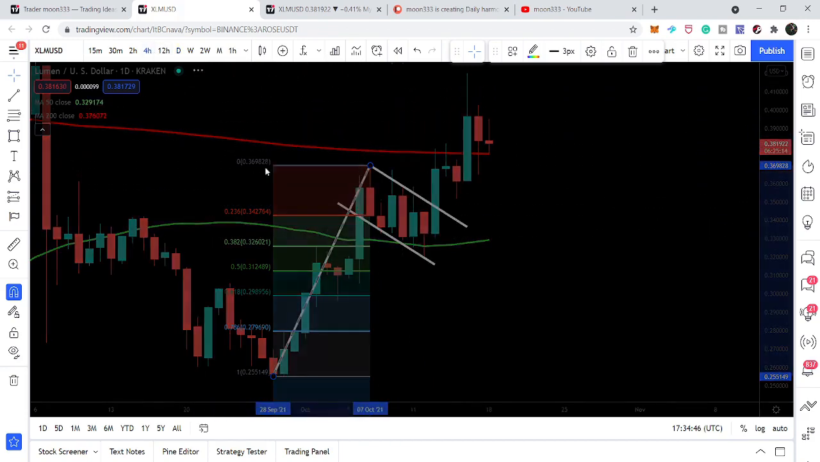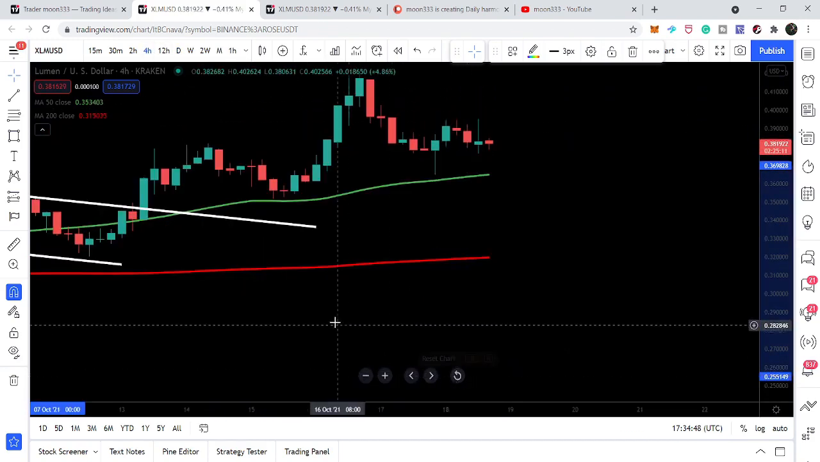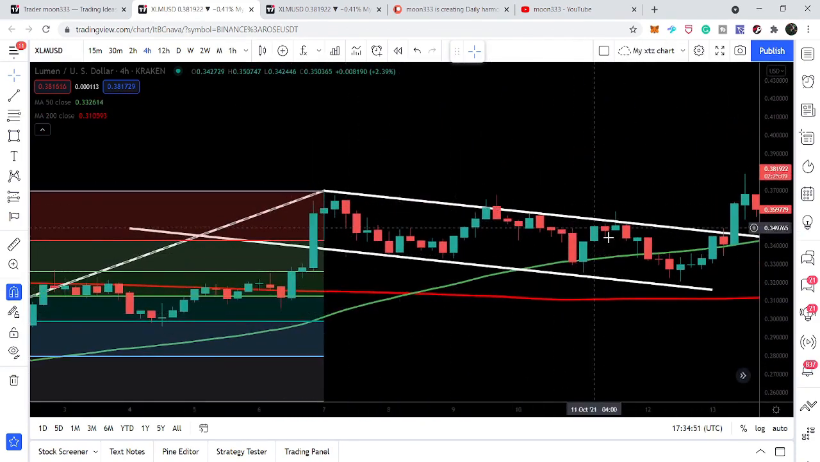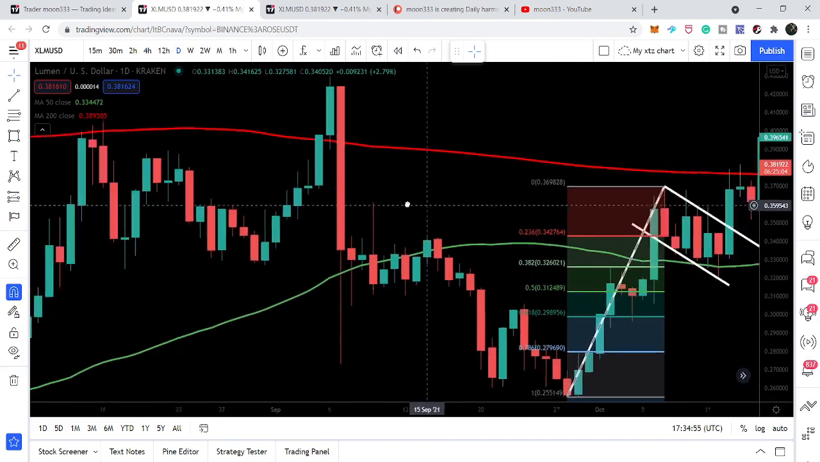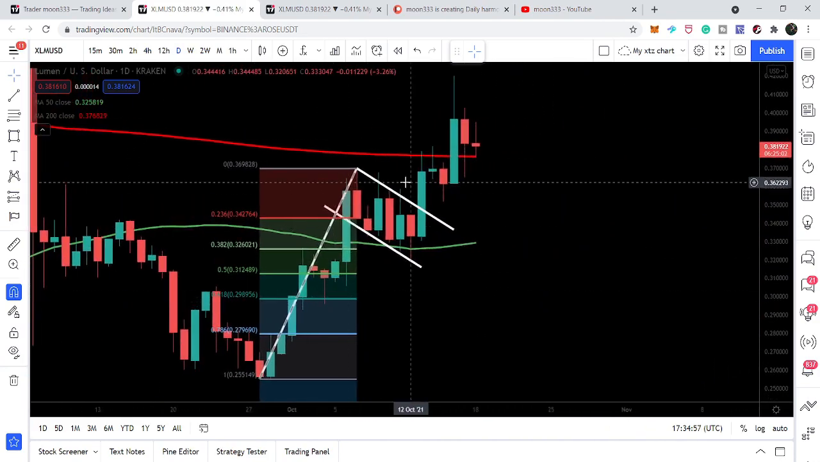You can see that the price line formed this down channel. This down channel is more visible on the 4-hourly time frame chart. Let me just show you. We had a zigzag move in this down channel, and eventually the price line broke out the resistance of this down channel and the bull flag as well.